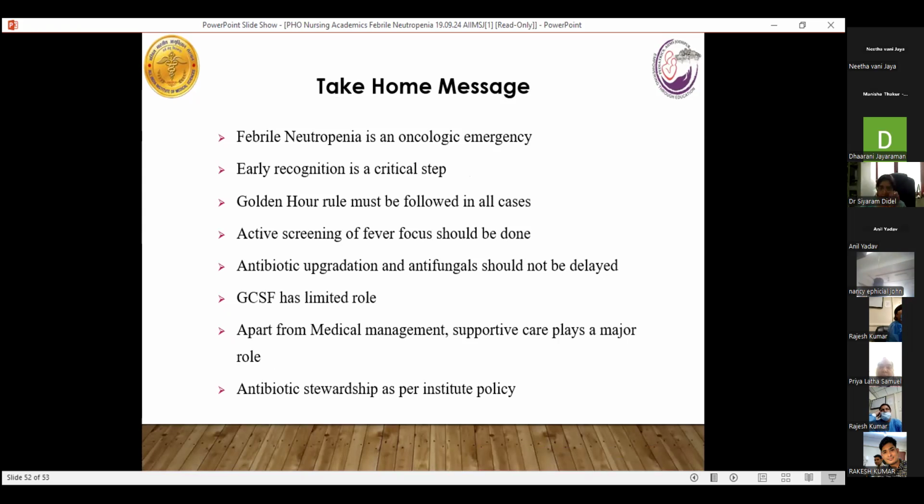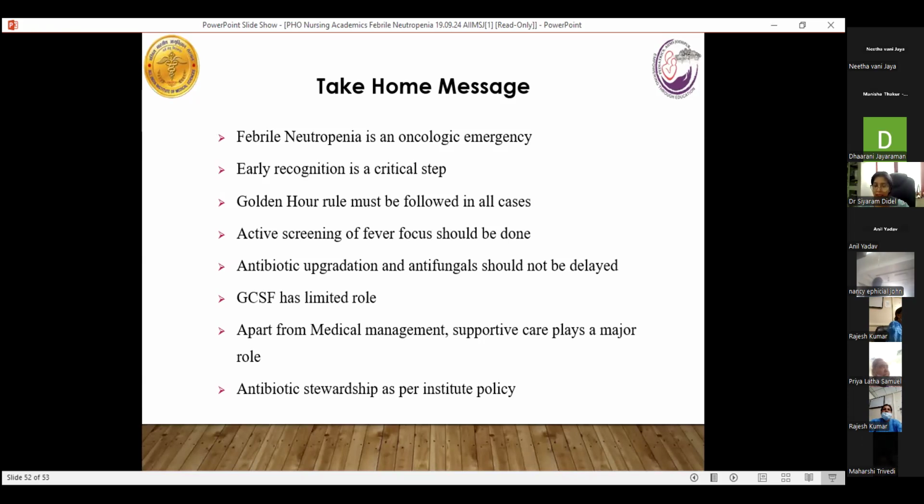So take home message from this session is that febrile neutropenia is an oncologic emergency and early recognition is a critical step, and golden hour rule must be followed in all cases. There should be active screening of fever focus. Antibiotic upgradation and antifungal should not be delayed. There is a limited role for GCSF; apart from medical management, supportive care plays a major role, and the antibiotics should be individualized as per the institute policy.